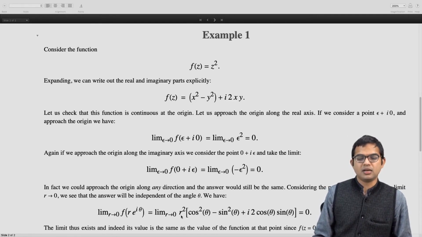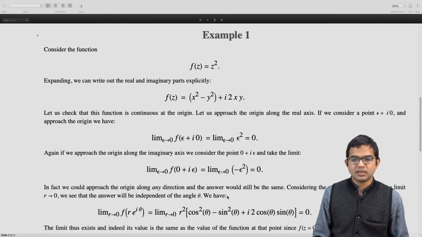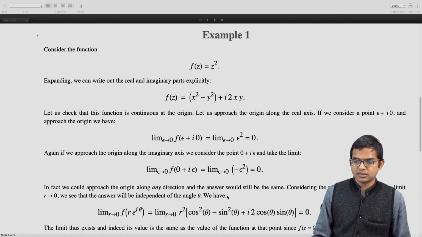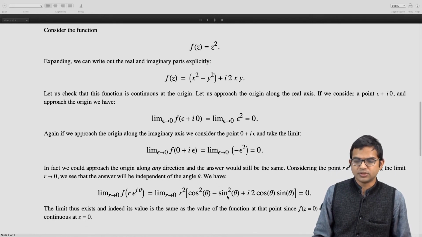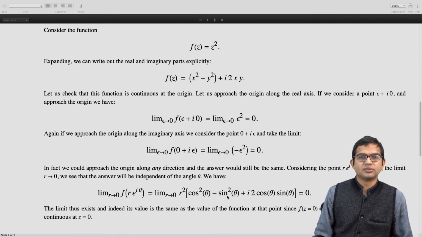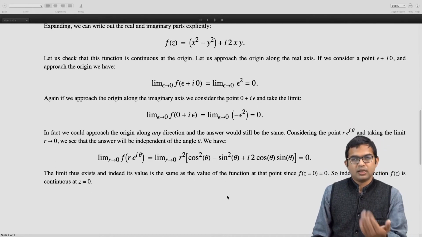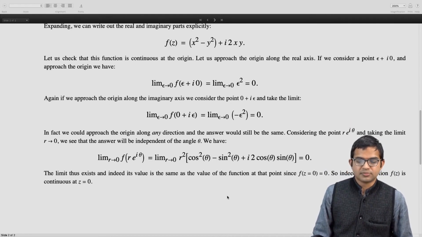This is just an expanded version of r squared e to the i 2 theta. And indeed, as r goes to 0, it's going to be 0 regardless of which direction you approach it from. So theta can be anything and you will still get the same answer. So indeed, the limit exists, and the value of f of z at 0 is 0. So indeed the function f of z is continuous at z equal to 0, but you can verify that this function would be continuous everywhere, by carrying out a similar exercise but at a different point.